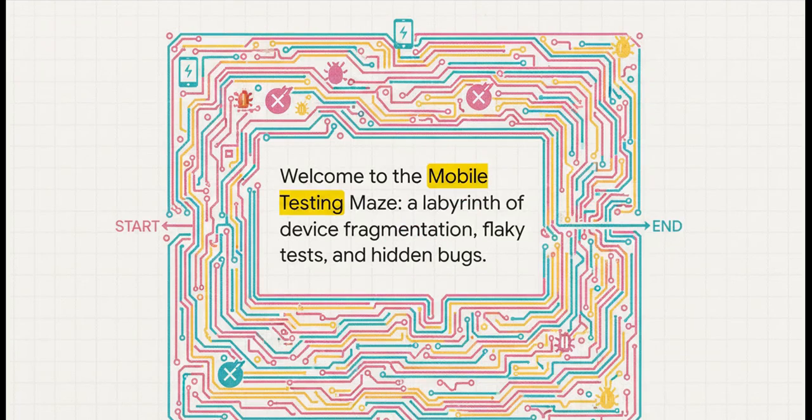Yeah, that whole mess, that's what we're calling the mobile testing maze. It's this incredibly frustrating, time-sucking labyrinth of device fragmentation, flaky tests, and bugs that just seem to pop up out of nowhere. It can totally derail your launch. But what if there was a map to get you through it?